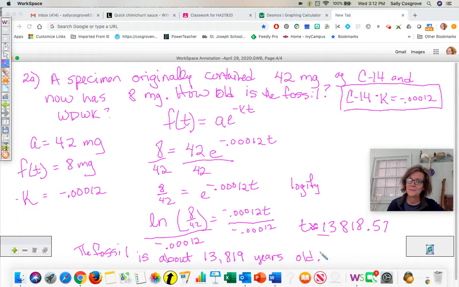Okay. All right. If you need to press pause here, go ahead. I'm going to work a second piece to this, but this lets you know how we can use carbon-14 and exponential decay and logarithms to figure out the age of old stuff. Okay. All right.